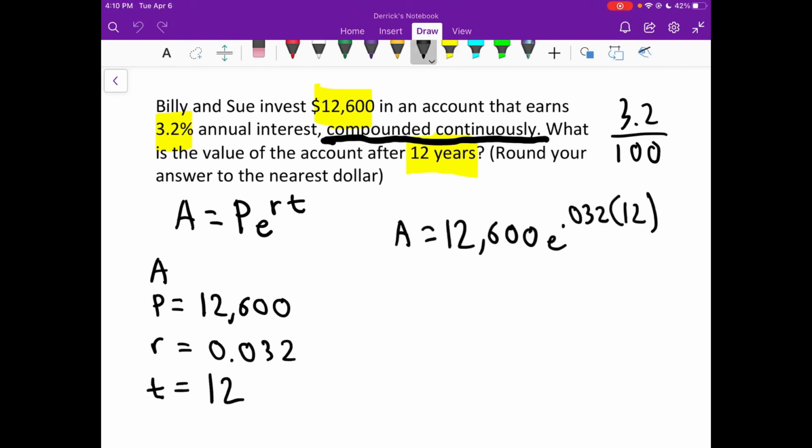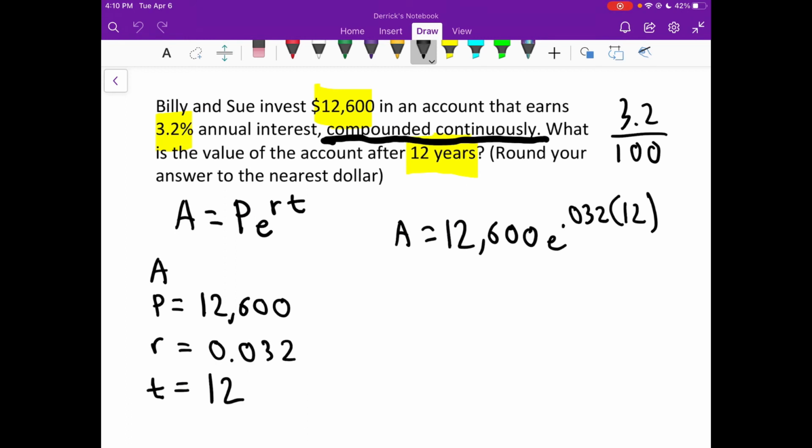So we're ready to plug in then to our calculator. Remember again, E is actually a button on your calculator. E is not a variable. It represents its own number. It's the natural number. So you should have an E to the X button on your calculator that you can type in. Make sure that you are making it clear that 0.032 and 12 are both up in the exponent.